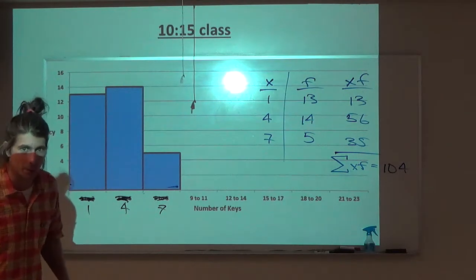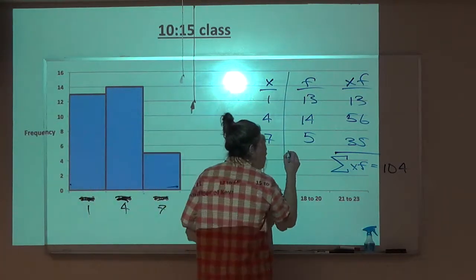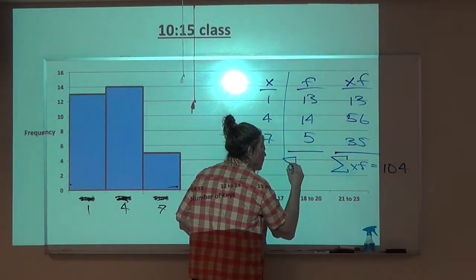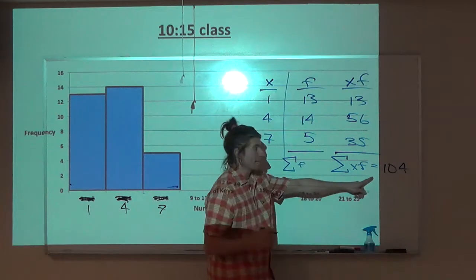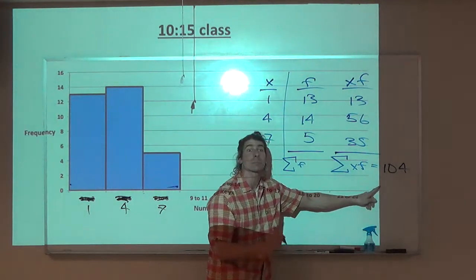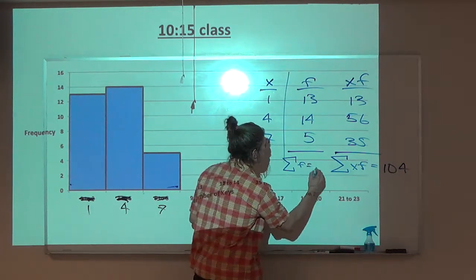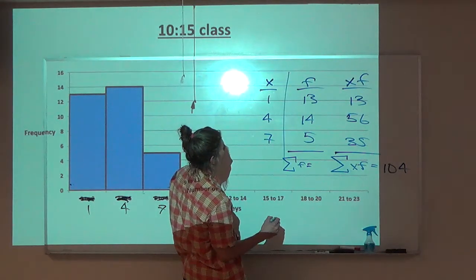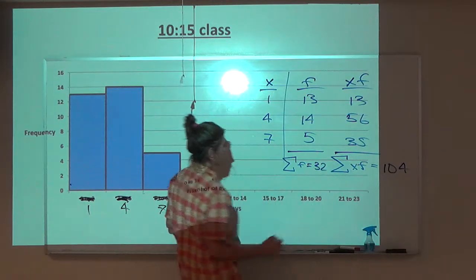We have to add something else up too, don't we, Richard? Don't we have to add this column up too? Because this is how many keys we have, but I don't care about the sum total of keys, I care about the average number of keys per student, which means I have to know how many students I had, and I should have 32, yeah? That's 32.